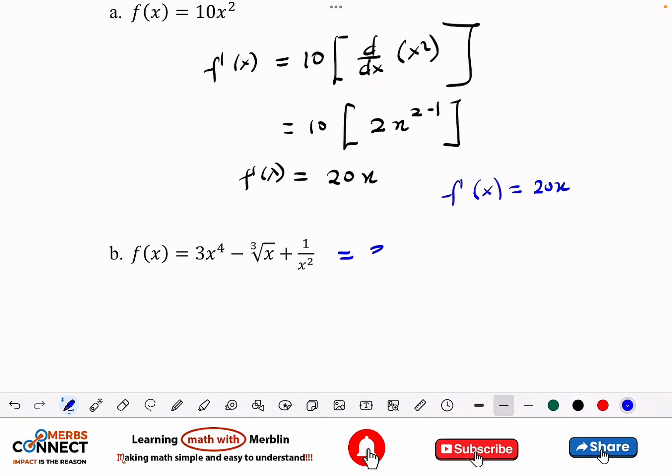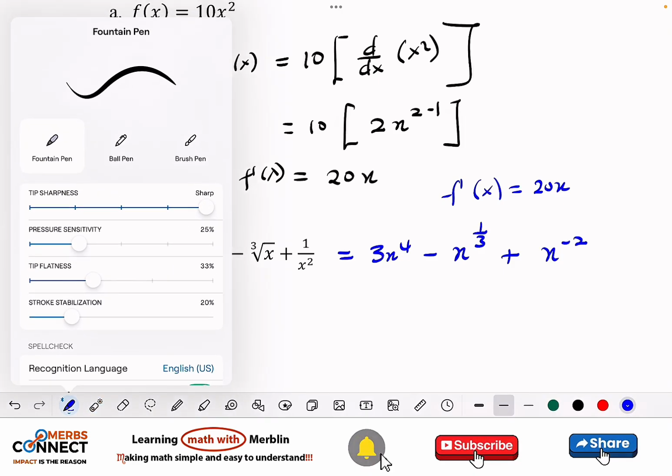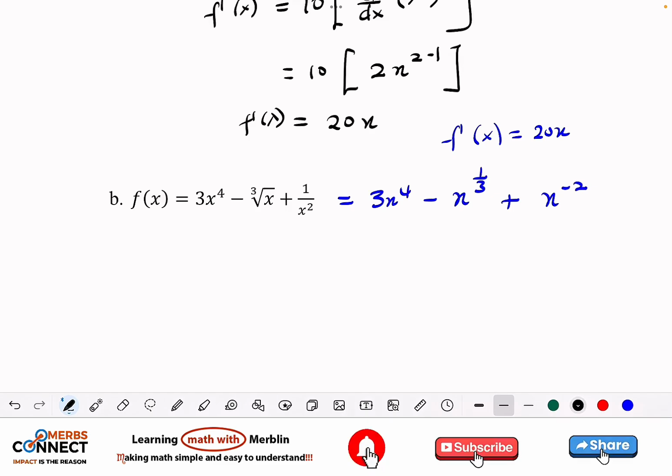So this function is the same as 3x to the power 4 minus, this can be written as x to the power 1 over 3, because cubic root of x is the same as x to the power 1 over 3, plus this one can be written as x to the power minus 2. I'm doing this so that these two functions will be like the power rule, x to the power n, so that here my n will be 1/3 and here my n will be -2, right? Now that I was able to do it in this form, I can start the differentiation.